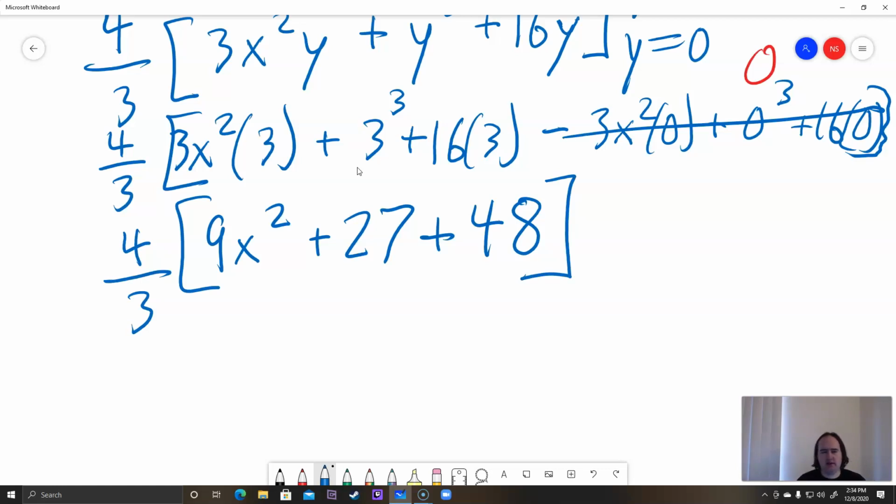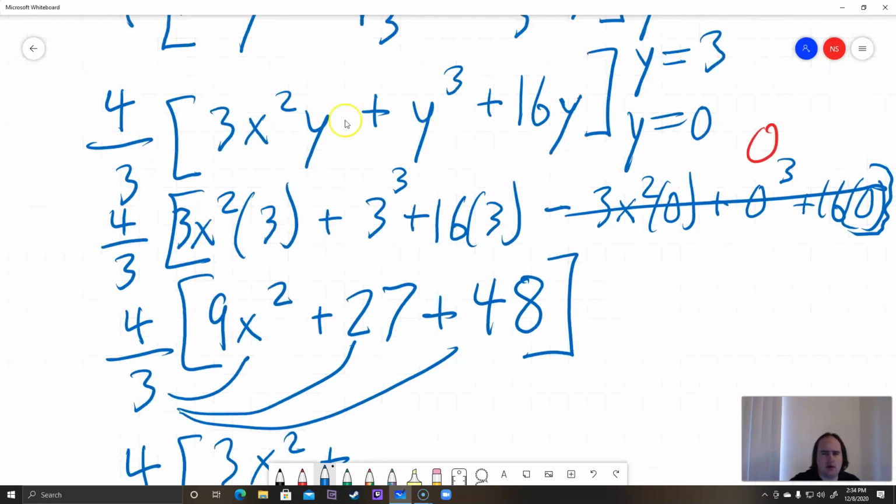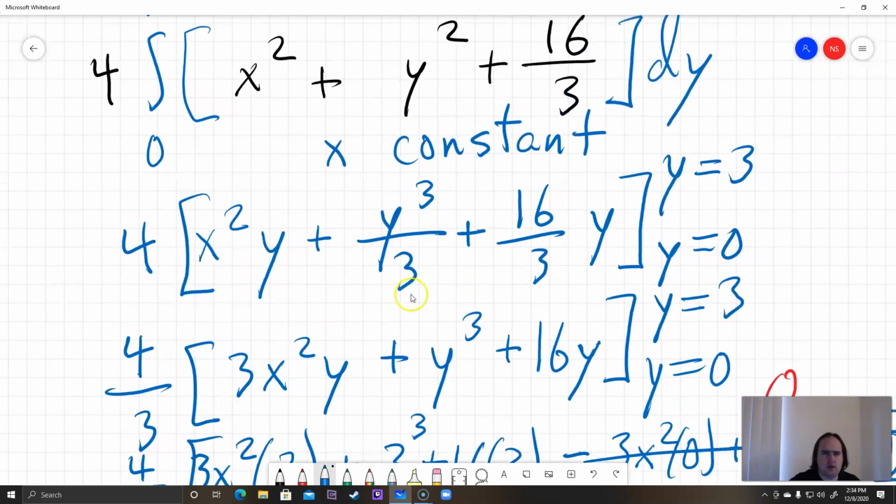And here, technically, you could distribute the 1/3 if you wanted to simplify it a little bit. So I guess we could do that. So we'll go ahead and distribute the 1/3 and divide everything by 3. So we're going to have 4 times 3x squared. Am I missing something here? Was this really just a y cubed? 3 cubed.